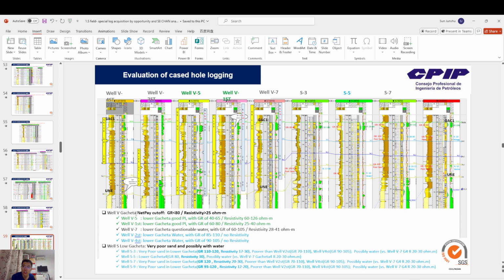So we can get a conclusion. The V Gauge net pay cutoff: gamma ray less than 80, resistivity higher than 25 ohm meter.